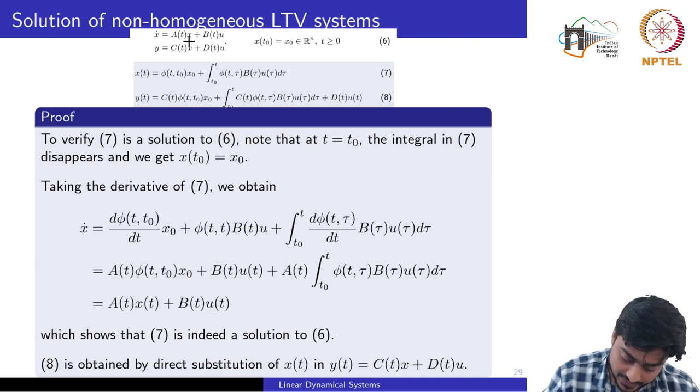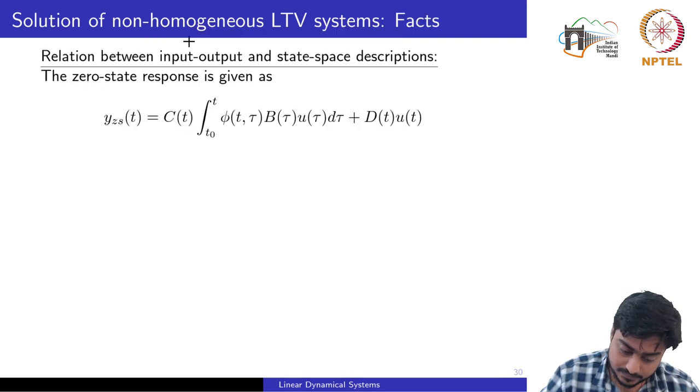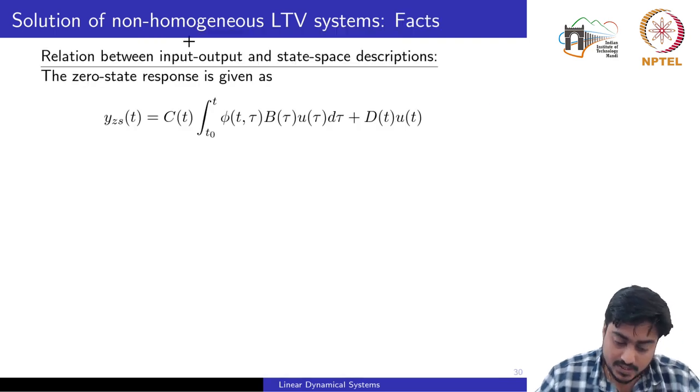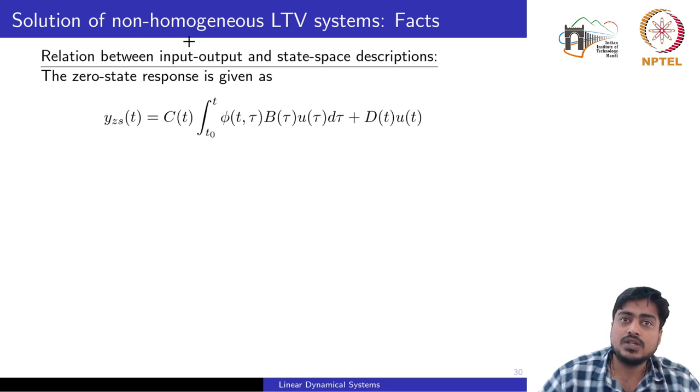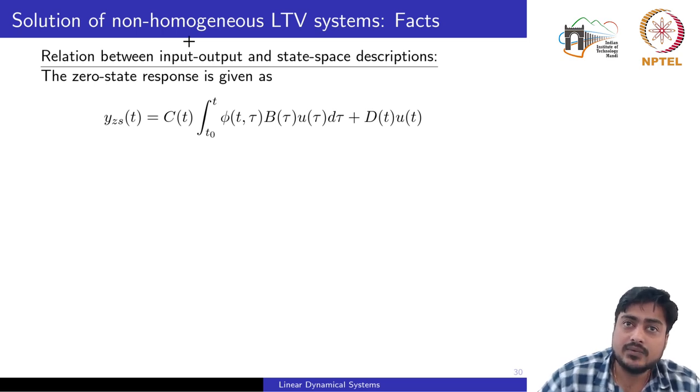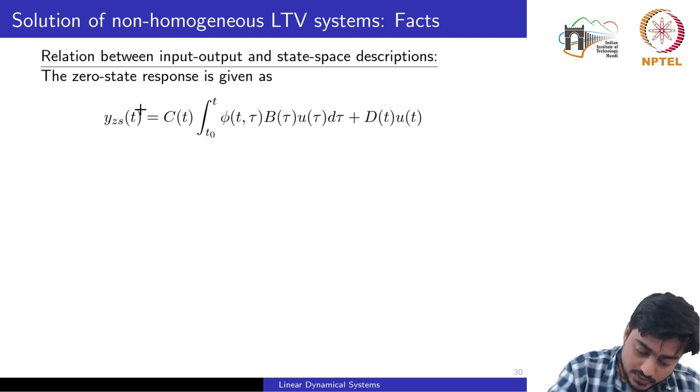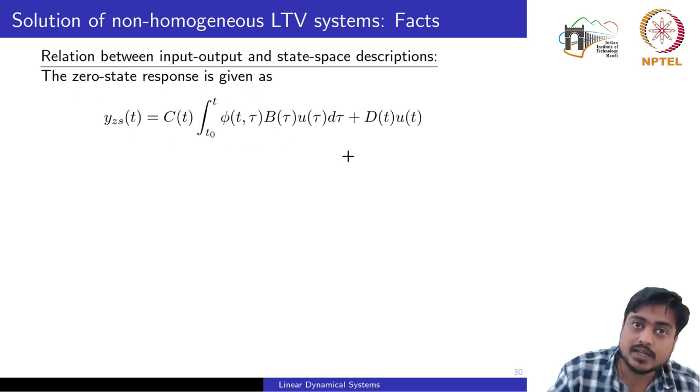So this is straightforward, that 8 is obtained by direct substitution of x of t in y of t. Now let's see some interesting facts about the solution, because in the last lecture we studied the impulse response. Here we would try to relate the impulse response with the state space representation of the time varying system. So we saw in one of the previous results that the zero state response is given by this part.